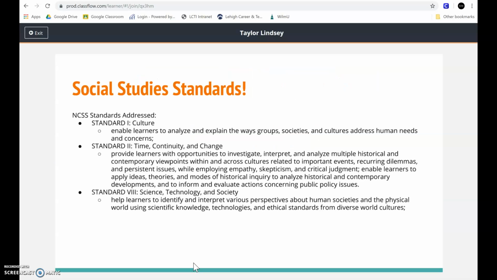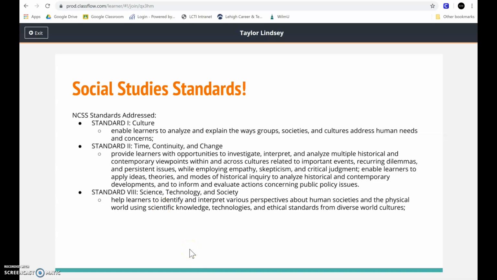Our social studies standards, culture, time, continuity, change, science, technology, and society, we would go through to understand that we're looking at differences in opinions, especially via headlines from our warm-up, and how ideas have changed over time for why people have started wars, why we have changed these wars, and what we can do differently.